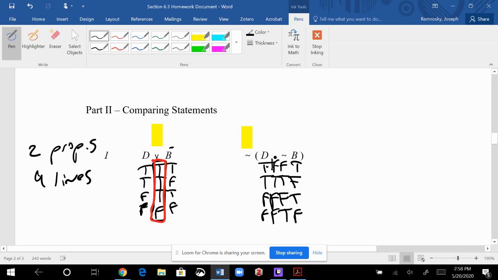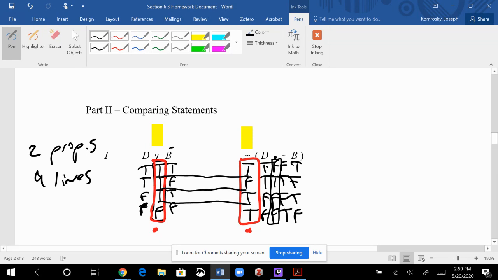Okay, so I'm going to take these values that I got there. That's the main operator inside the parentheses. And then I'm going to negate that. So I got a true, false, true, true. And then for sake of simplicity, we'll just say, look, these are the main operators for the left side, the right side. And what you have to do now is compare values. You have to go across. So true and a true, true and a false, true and a false. Oh, sorry, true and a true, false and a true.